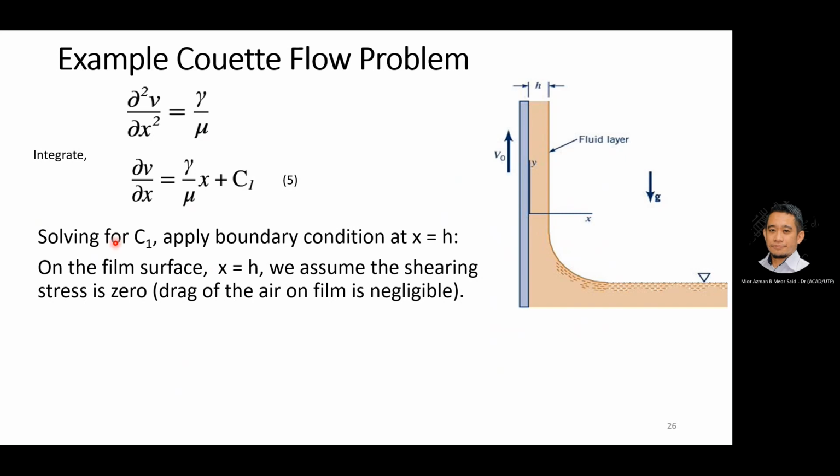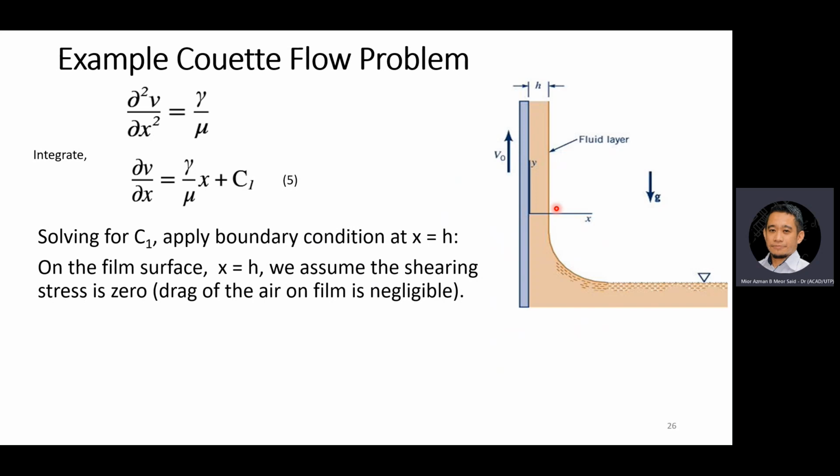Okay, so, solving for C1, apply the boundary condition at x equal to h. To apply the boundary condition, we have to look at the lower limit and the upper limit. At the upper limit, x equal to h, it's open to the atmosphere, so it's an open surface. So we can use this condition here.